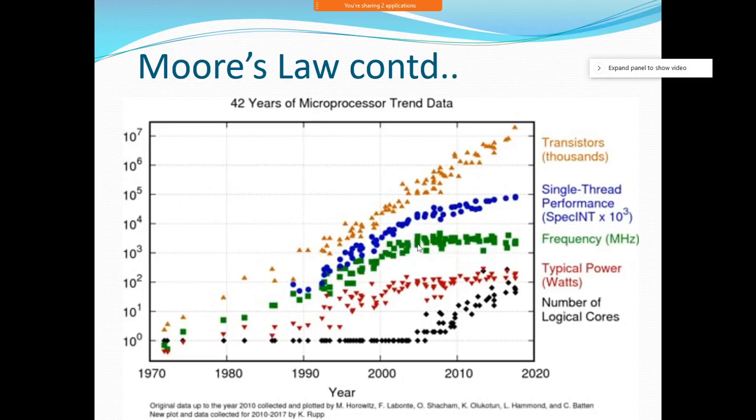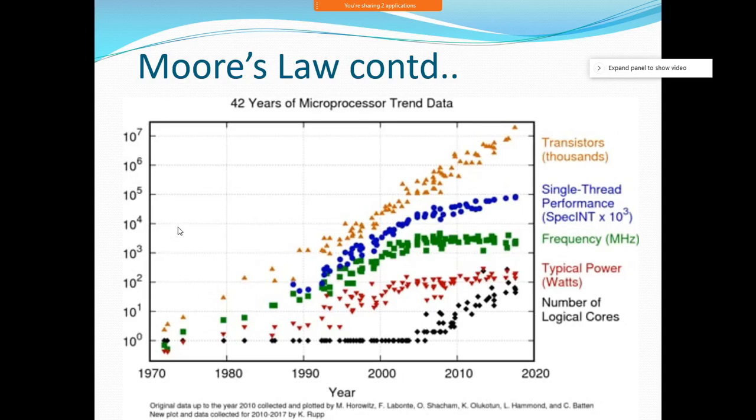What is the frequency of operation here? Can you just predict? 10 power 3 megahertz, which is close to gigahertz. Those of you who bought new laptops, can you see what the frequency is? 3 gigahertz, 5 gigahertz, 10 gigahertz. Can you see they are almost in that range?